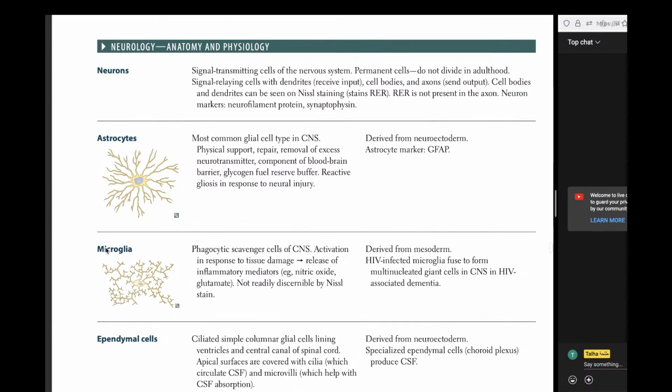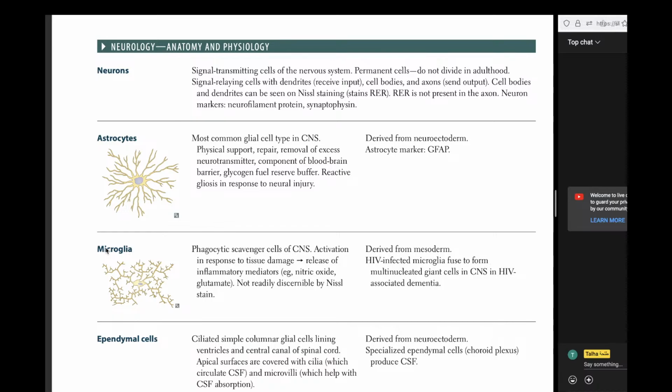Okay. Neurology, neurons. These are signal transmitting cells of the nervous system. Permanent cells do not divide in adulthood. Signal relaying cells with dendrites receive input. Cell bodies and axons send output. Cell bodies and dendrites can be seen on Nissl staining, which stains rough endoplasmic reticulum. RER is not present in the axon. Neuron markers include neurofilament protein and synaptophysin.